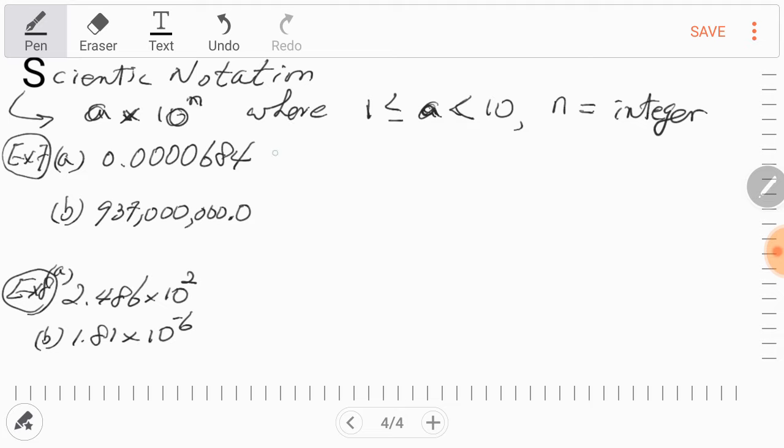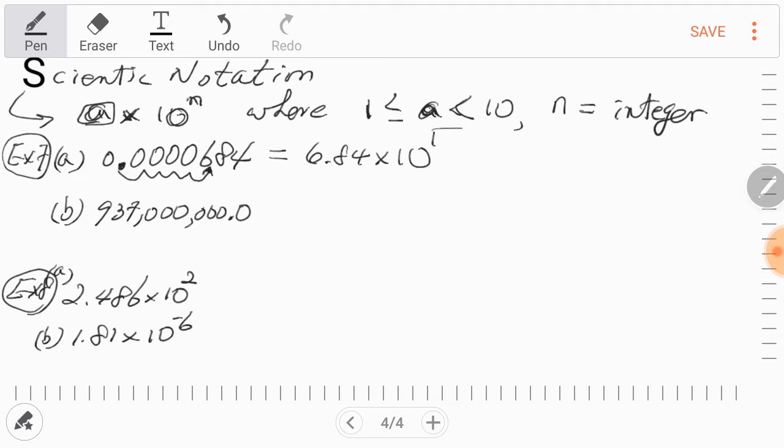So let's convert this number to scientific notation. In scientific notation, the value a is always greater than or equal to 1 and less than 10. So let's move this decimal point to the right until we reach the next non-zero digit. So move this decimal point to the first non-zero digit, which is 6. So it goes between 6 and 8. So you can write the number 6.84 times 10 to the nth power.